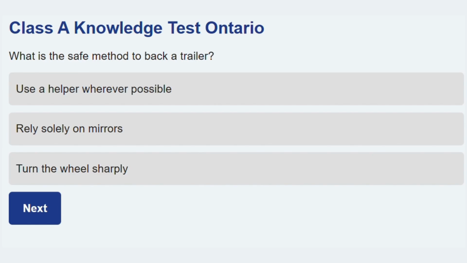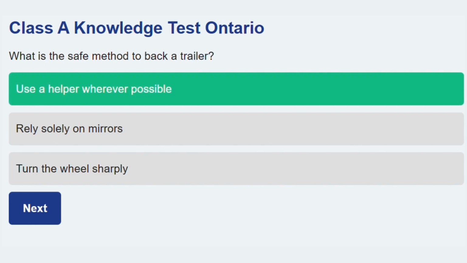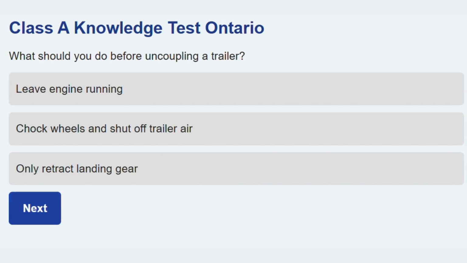Next question. What is the safe method to back a trailer? Use a helper wherever possible. A spotter prevents collisions and oversteer.